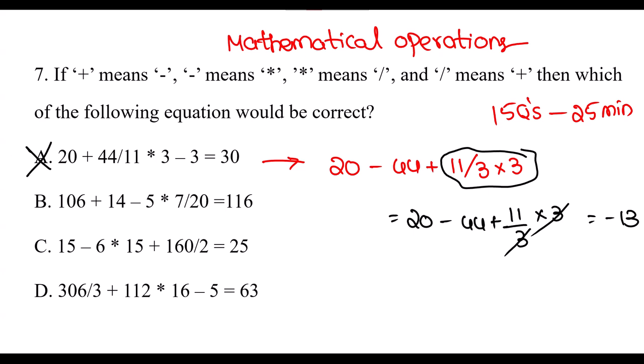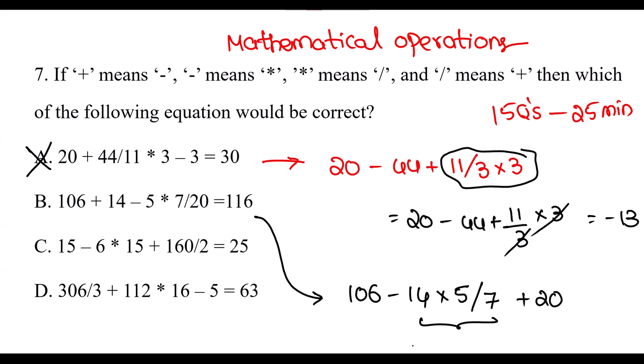Now if you go for B option, A is not correct. If you check B, 106 minus 14 multiplied by 5 divided by 7 plus 20. Now see, this is actually 10. Yeah, answer B is correct. 106 minus 10 plus 20, which is 160.